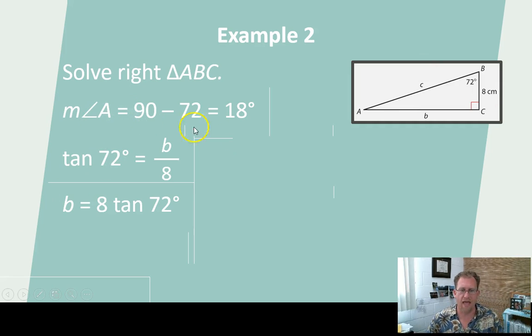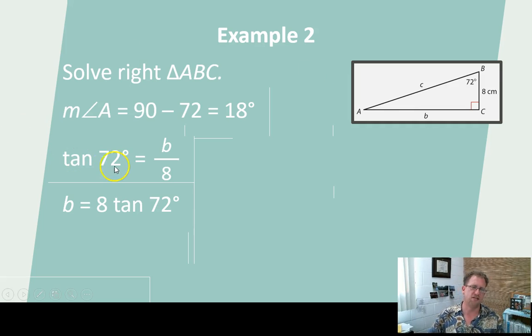The measure of angle A, this angle down here, is super simple to get. The sum of the interior angles of a triangle is 180 degrees. This is already 90, so all I've got left is the other 90. This is 72 up there at angle B, so 72 from 90 gives me 18 degrees. That was easy. That was so chapter 2.